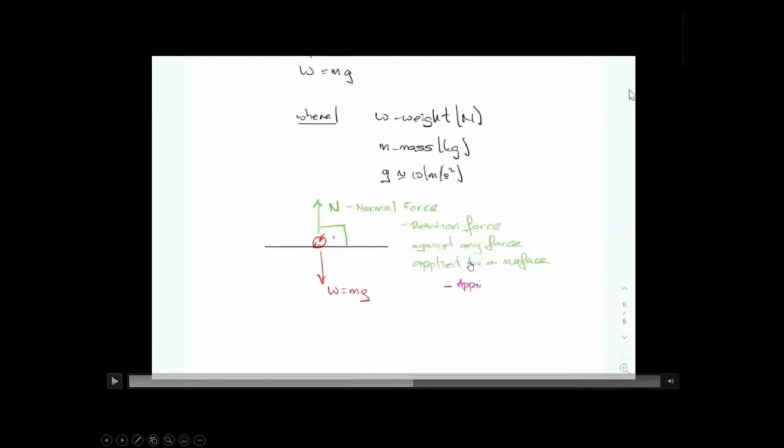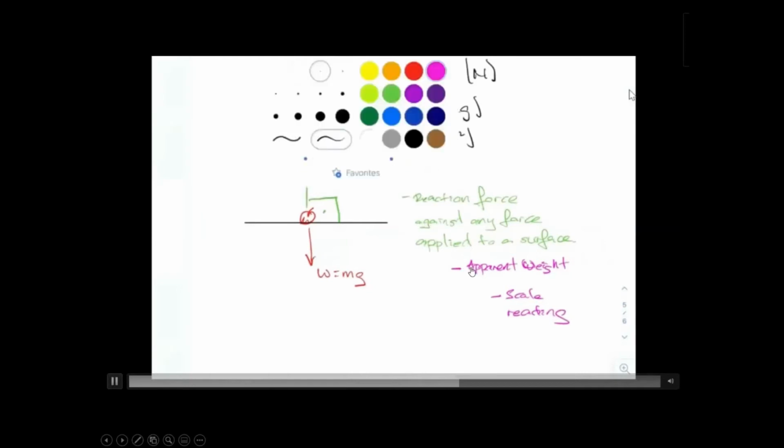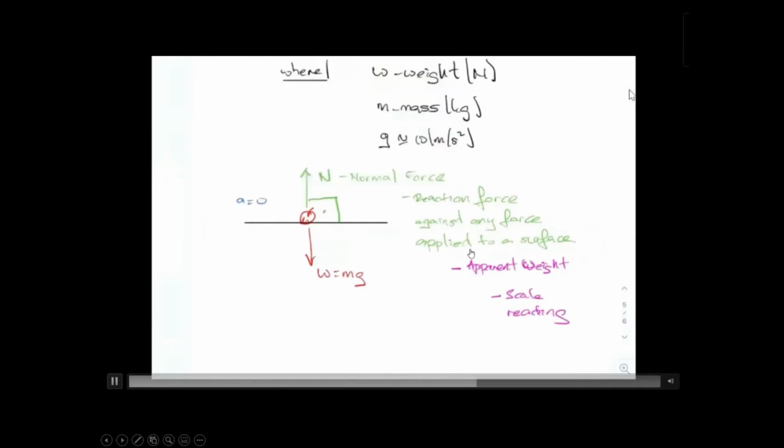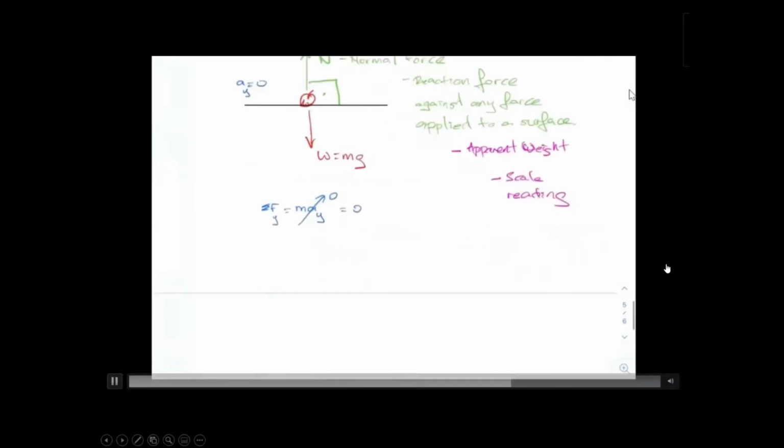All right, otherwise, this is known as the apparent weight because this is the reading that you get from a scale. This is the scale reading. So instead of the actual weight, we call it the apparent weight because of that. Apparently, this is the weight that we got. All right, so now sum up the forces on the y direction. There's no acceleration on the y direction, right? Because this object stops falling. So the net force on the y direction is going to end up to 0.